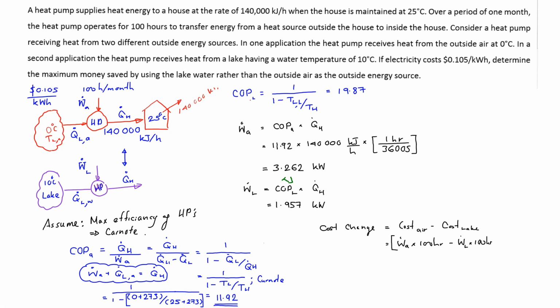Now please note that our W dot A value and W dot L value are in kilowatt units. When we multiply this by hours, we get kilowatt hours. Since our cost is given per kilowatt hour, we can multiply this value by the rate and get the cost.